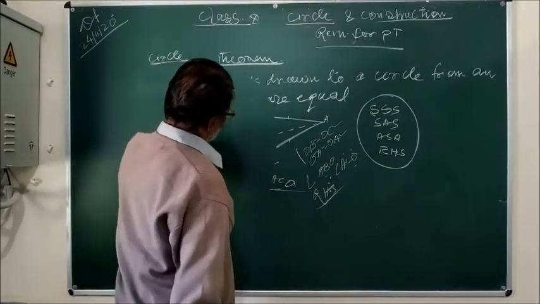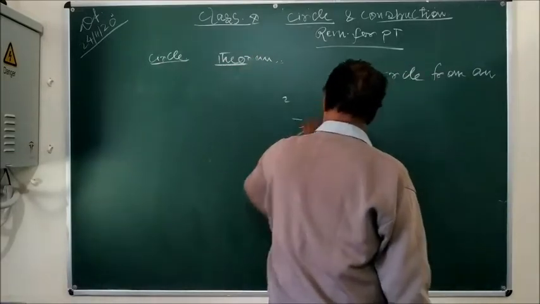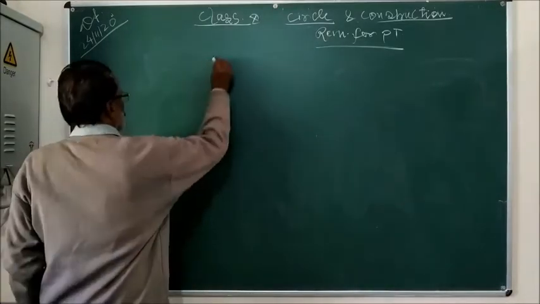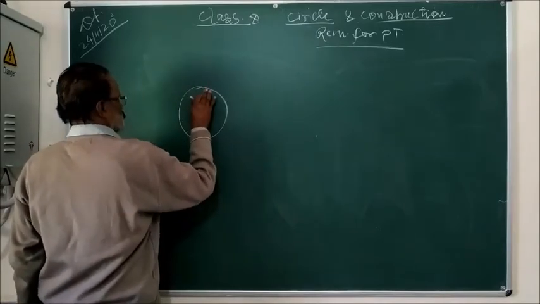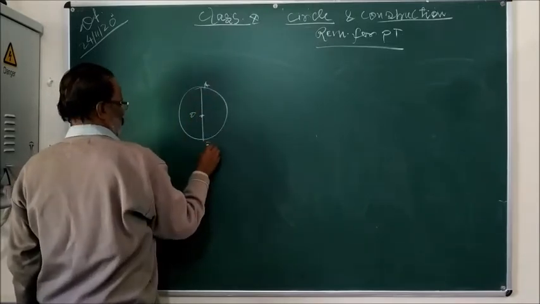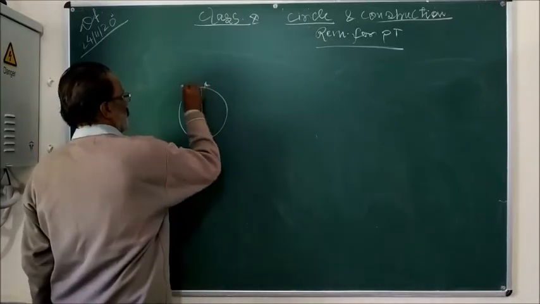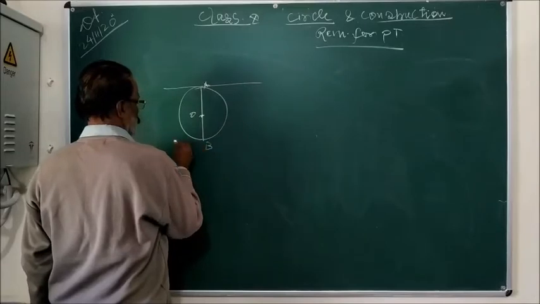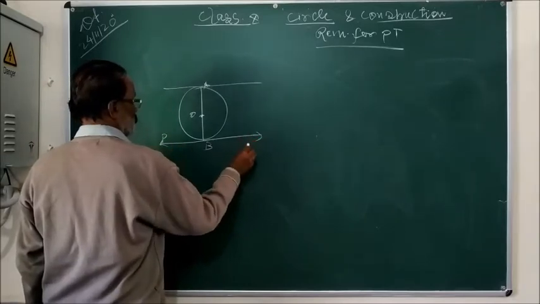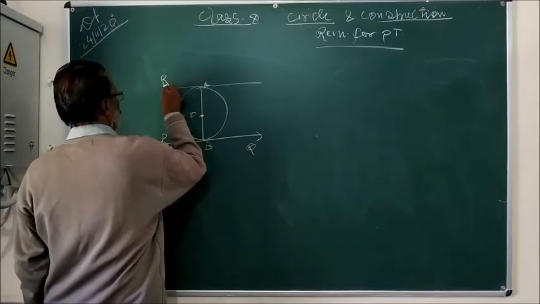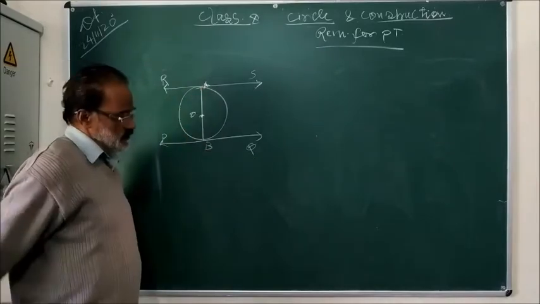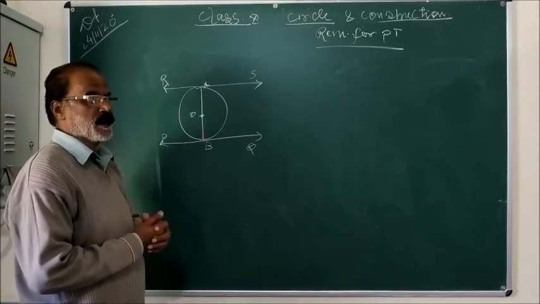And this theorem is important from both points of view. So this theorem will be used to solve many questions of your exercise. You see, suppose I explain some question. Suppose this is the diameter and A and B are the end points. And if you draw a tangent through A, and if you draw a tangent through B, so you have to prove PQ parallel RS. How can you prove? What is the question? Question is, the tangents drawn through the end points of a diameter are parallel.